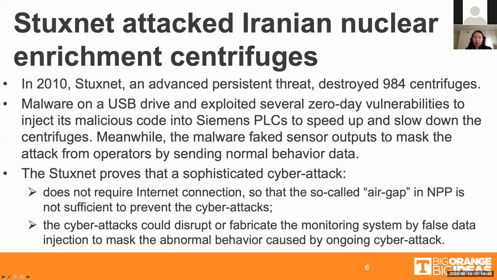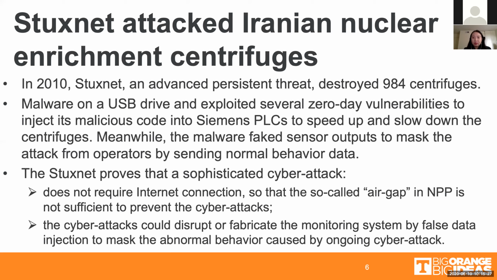So the third example is a cyber attack that actually happened. Probably lots of people have heard about it, which is Stuxnet. It attacked Iranian nuclear enrichment centrifuges in 2010. The malware was brought into the facility on a USB drive and exploited several zero-day vulnerabilities to inject its malicious code into a Siemens PLC to speed up and slow down the centrifuges, causing them to wear out. Meanwhile, the malware faked sensor output to mask the data from operators by sending normal behavior data.